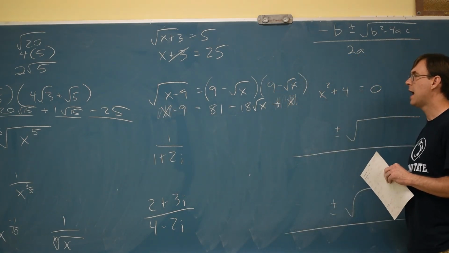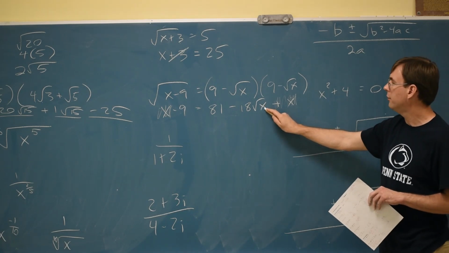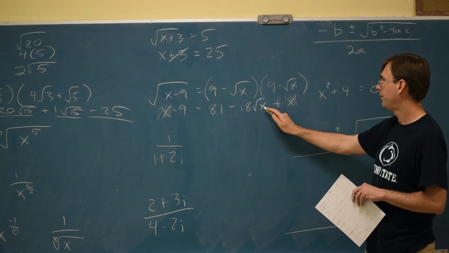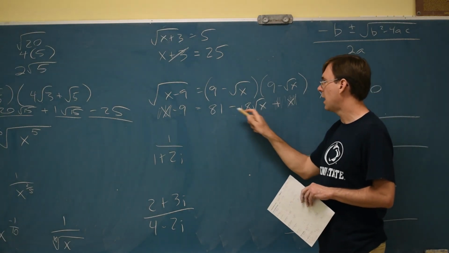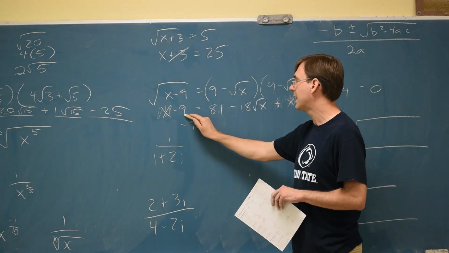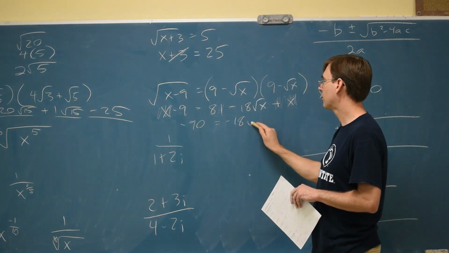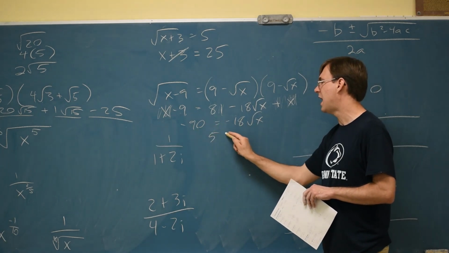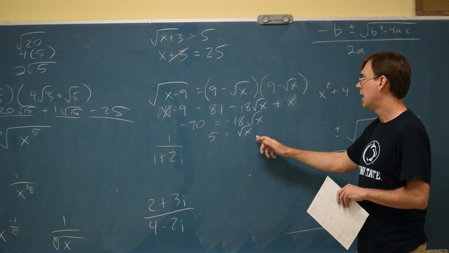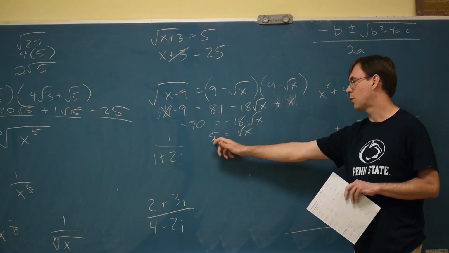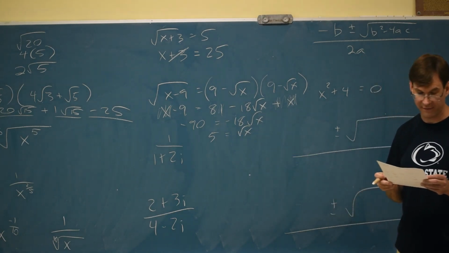What we'd like to do now is get this root alone and square, just like we did a moment ago on the easier problem. So to get this alone, I'd need to subtract 81, so I'd be down to negative 90. I would then divide by the negative 18, so that's a 5. And then the root's alone, so I can square this and square that to come out with a 25.